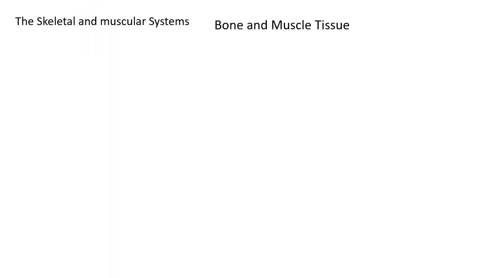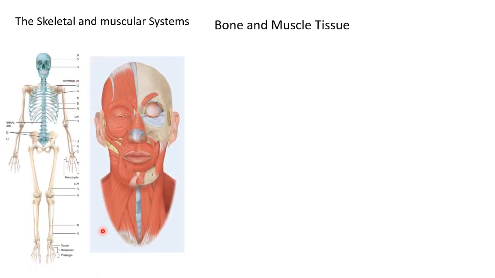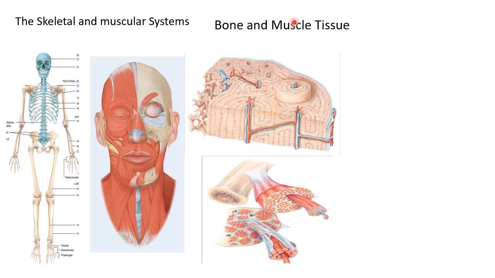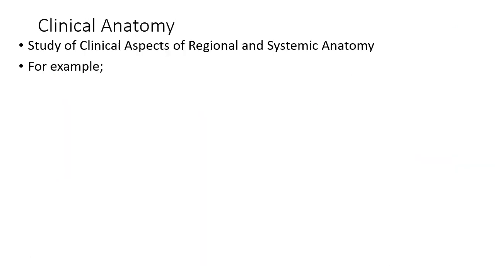As you can see, this is just some of the systems that I've put up. This is the skeletal system and the muscular system that are responsible for your movement and balance. Then you have the bone and muscle tissue. This is now under histology, the histological part, and the integumentary system. Okay. Now let's look at clinical anatomy.